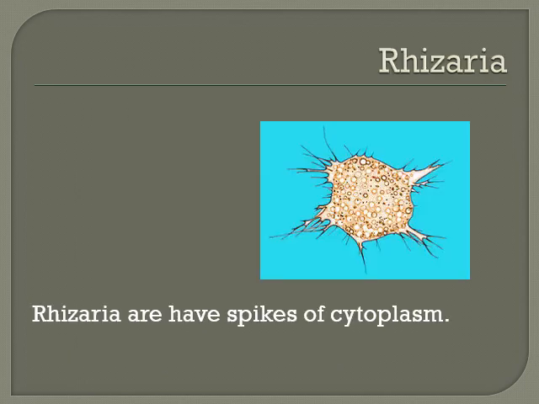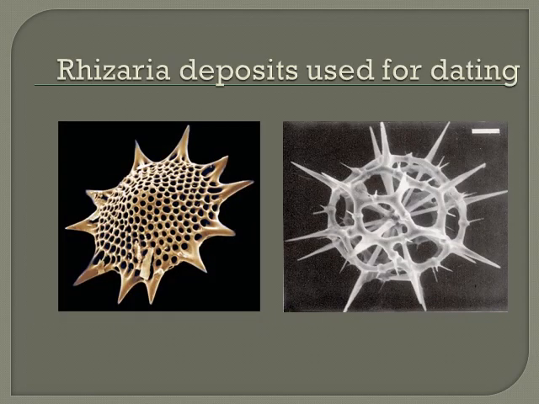Rhizarians, different group. Rhizarians have spikes made of cytoplasm. Rhizarians are one of the few microorganisms that you can actually get fossils of. We use rhizarians for dating because they incorporate carbon into their cytoskeleton, which is then saved.